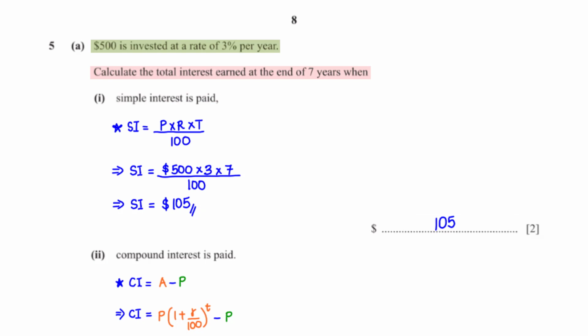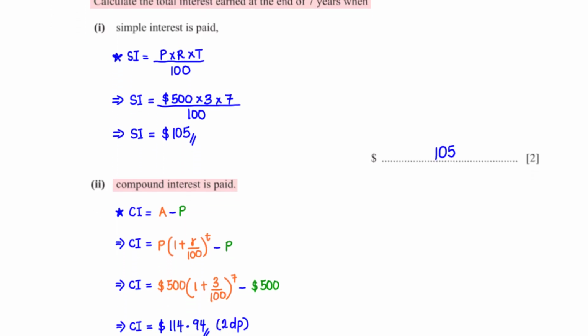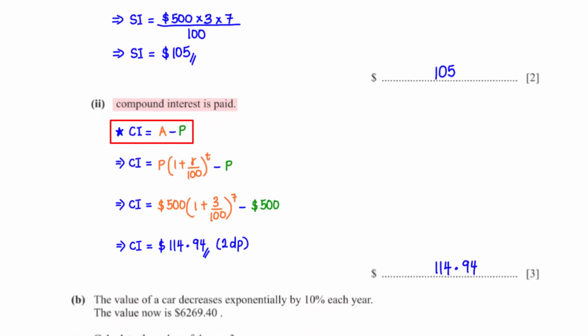Calculate the total interest earned at the end of 7 years when compound interest is paid. For compound interest, we can find the total interest by subtracting the principal P from the final value of the investment, which is A. We can find the value of A by using this formula.